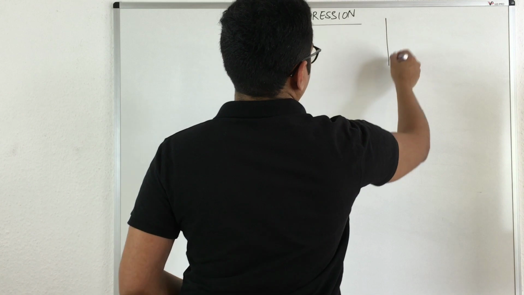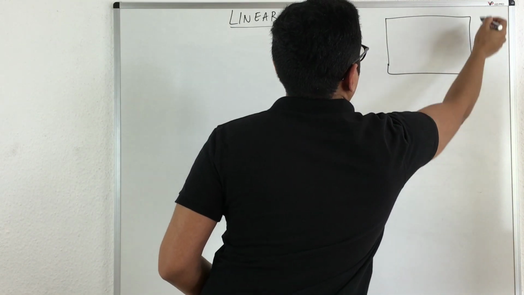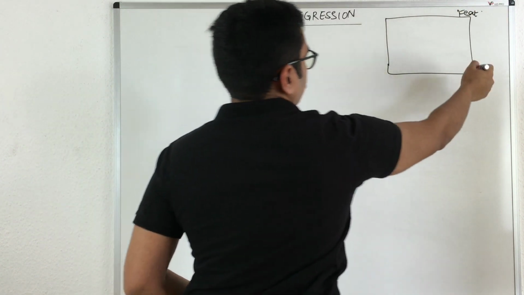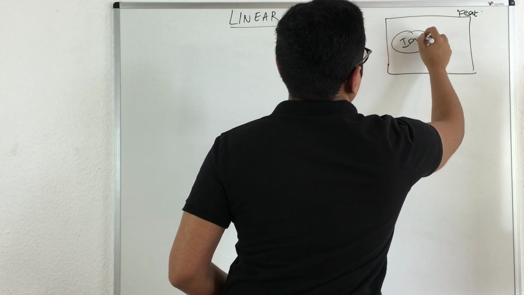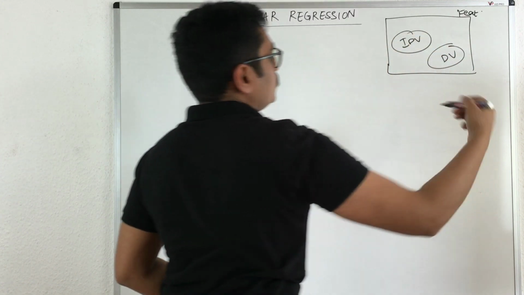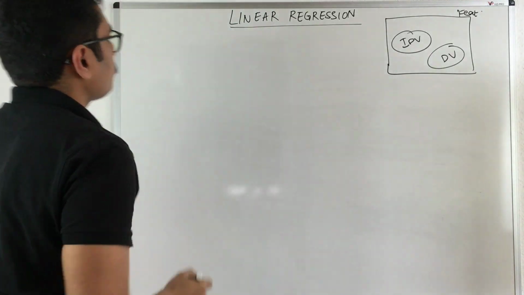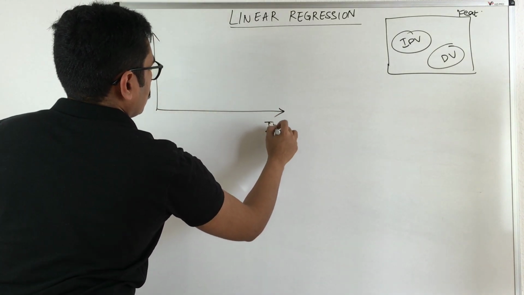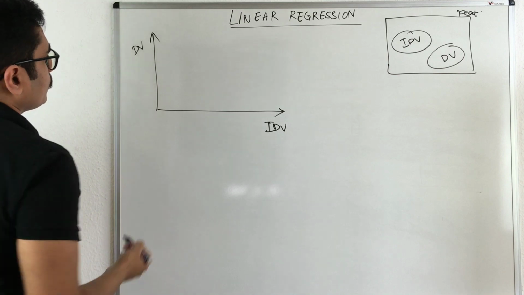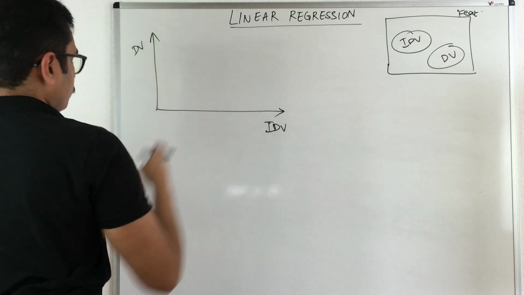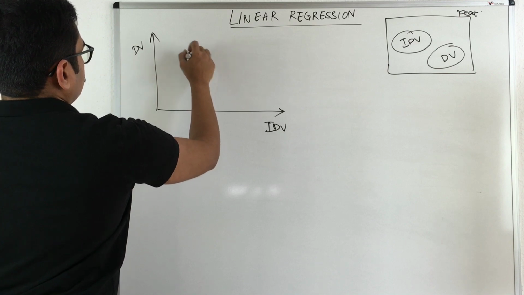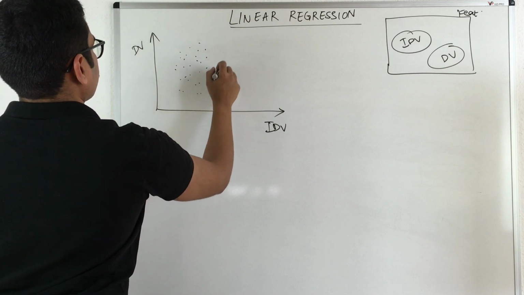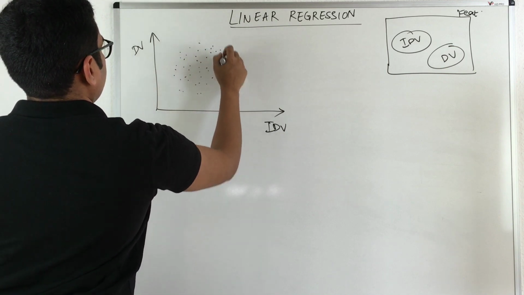If I want to represent it in a diagram, say like this, this is my feature space, the universe of features that are possibly there in my data set. I have independent variables and dependent variables. Only these two variables are present in my data set. Say this is my IDV and this is my dependent variable. Now say in the real world we have some set of points dispersed in this way, something like this.